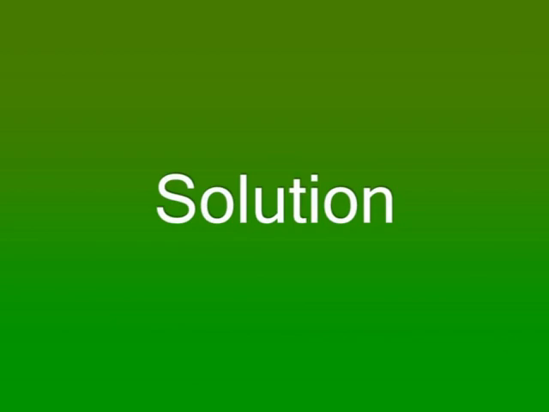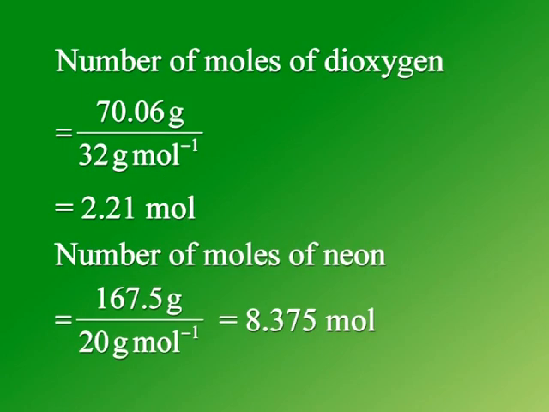And now the solution. Number of moles of dioxygen is equal to 70.06 grams divided by 32 grams per mole, which is equal to 2.21 moles. Number of moles of neon is equal to 167.5 grams divided by 20 grams per mole, which is equal to 8.375 moles.